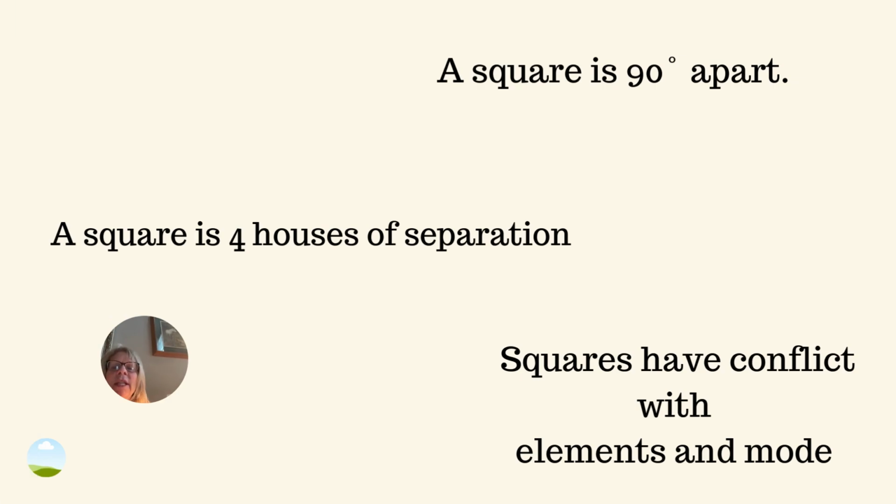The square is 90 degrees apart, or a square is 4 houses of separation. And squares have conflict with each other because the elements of the house and the mode of the houses are different.